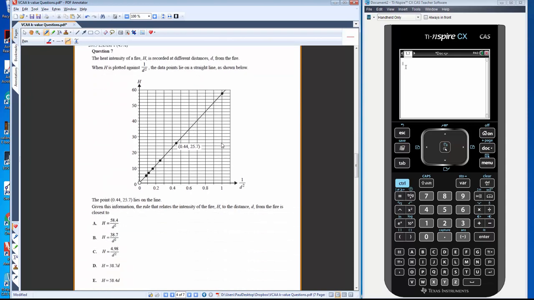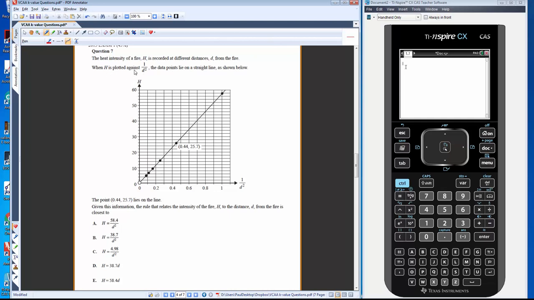Alright, so a more applied question here, because instead of just a bog standard graph, we've got a case study. Heat intensity of a fire H is recorded at different distances from the fire. It's plotted against 1 on d squared. Again, the original would have been a portion of a truncus, and what they did is apply a transformation to straighten out the truncus.